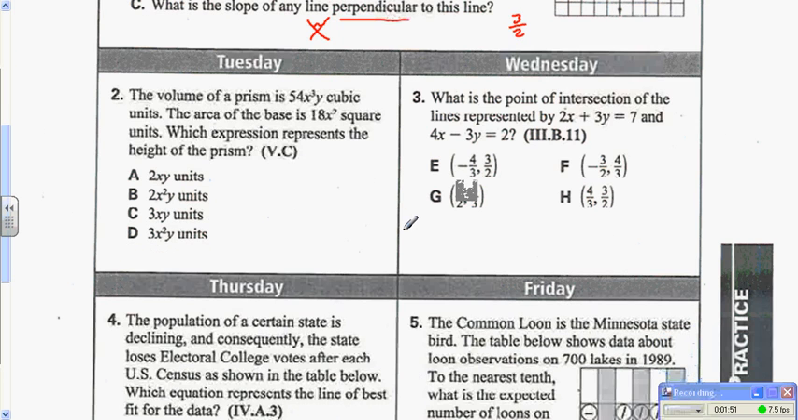The volume of a prism is 54x cubed y cubic units. The area of the base is 18x squared square units. Which expression represents the height of the prism?